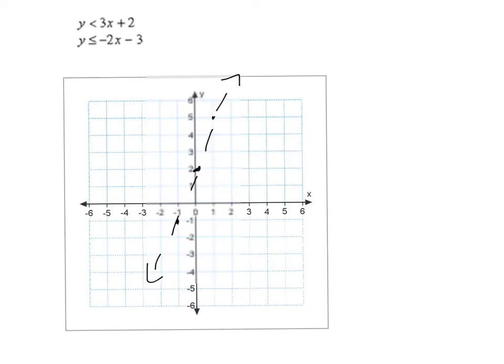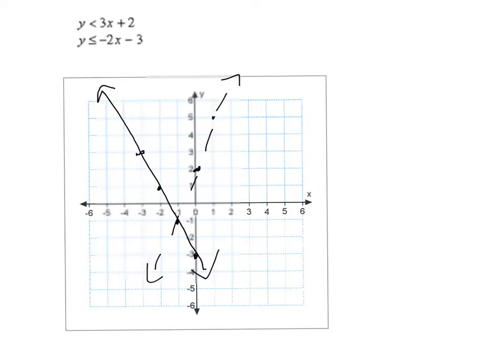Now with this one we have a y-intercept of negative 3 and a slope of negative 2. So I'm actually going to go up 2, left 1. So this is actually going to be a shared point right there at negative 1, negative 1. So I'm going to go up 2 again, left 1. So we're going to go right there, and then up 2, left 1. Now this is going to be a filled-in line because it is equal to. Okay, so let's get that line in there.